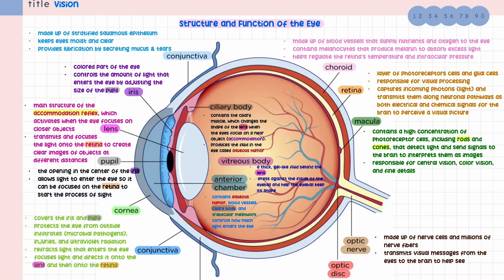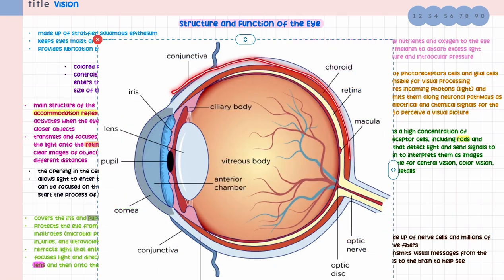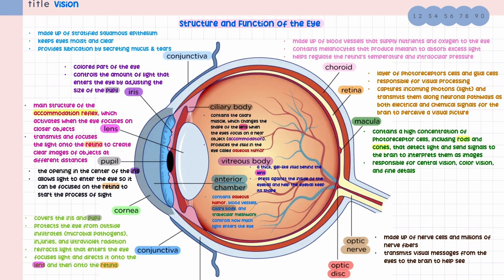Next, we're gonna go ahead and talk about these surroundings. So we have here the conjunctiva, and it's the stratified squamous epithelium. It's what keeps our eyes moist and clear. It provides lubrication by secreting mucus and tears. This is where our tears come out. This is where all those eye boogers come from.